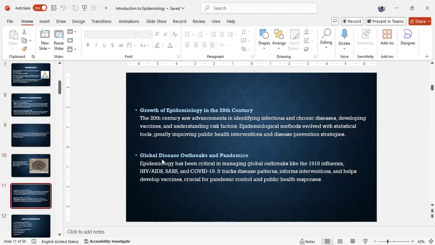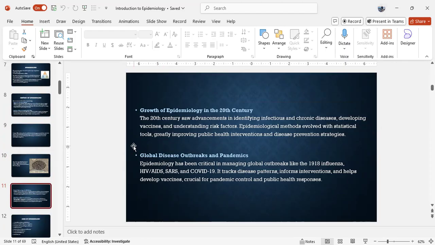Growth of epidemiology in the 20th century. The 20th century saw advancements in identifying infectious and chronic diseases, developing vaccines, and understanding risk factors. Epidemiological methods evolved with statistical tools, greatly improving public health interventions and disease prevention strategies.